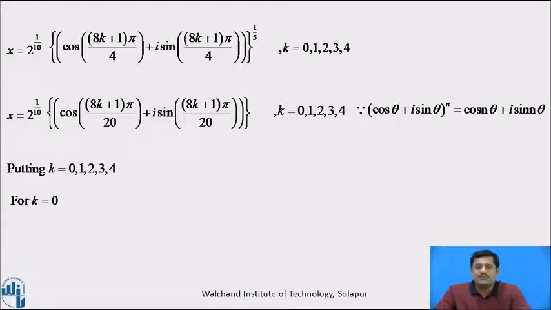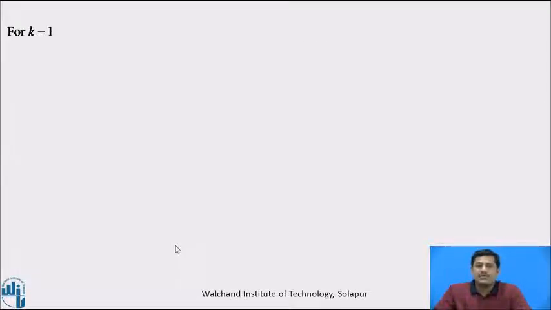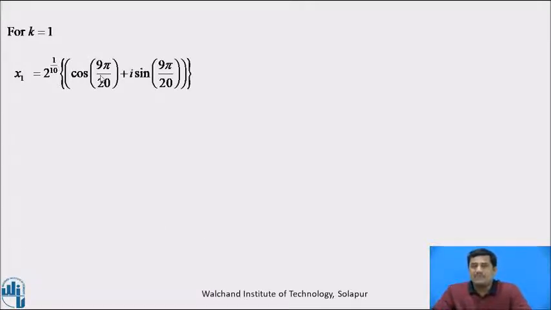For k equal to 0, we get the first root and denote it by x0. Putting k is 0, we get 2 raised to 1 by 10 into the bracket cos of pi by 20 plus i sin of pi by 20. Now putting k equal to 1, we get x1 equal to, the numerator is 8k plus 1, so 8 into 1 plus 1, that is 9. That's why we write cos of 9 pi by 20 plus i sin of 9 pi by 20.